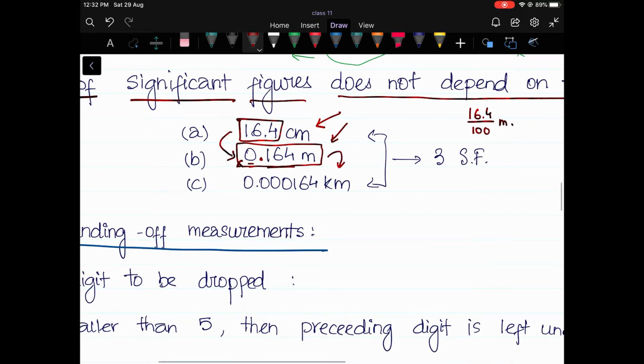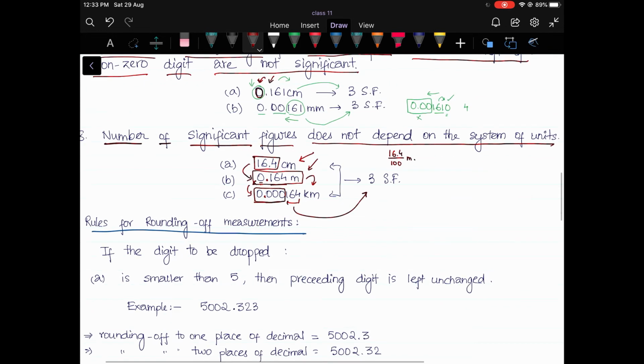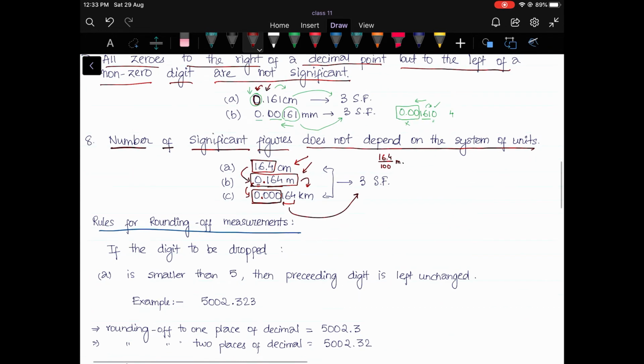And if I want to convert this into kilometers, we have to divide by 1000. So we get another 3 zeros here. When we divide this number, it becomes much smaller. Notice these zeros are also before the non-zero digits, so they are not counted. So again we have 3 significant figures. The meaning is that if I write any number, that number will have as many significant figures in any system of units, whether you use a smaller unit or a bigger unit. We should always express the number with the same number of significant figures.